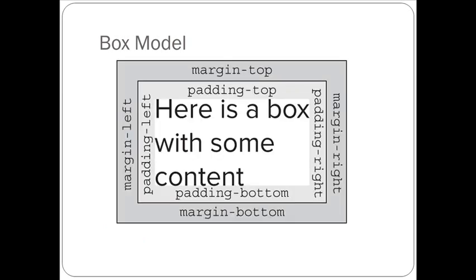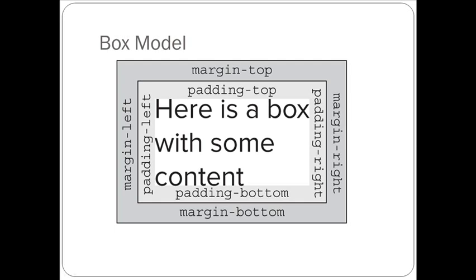So we can look at a graphic here to kind of understand that, and you can see that we have a margin on top, bottom, right, left. There's a border in there. There's padding on the right, left, top, and bottom. And then inside of that, you actually have your content, which is determined by the width.